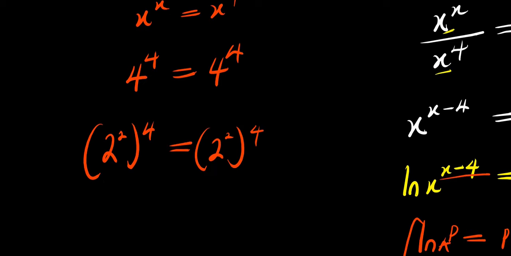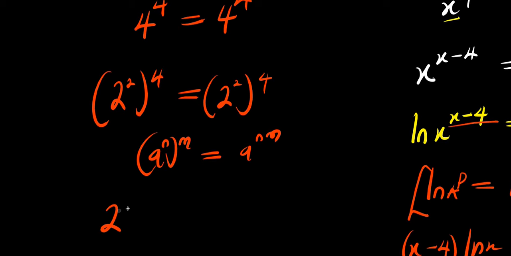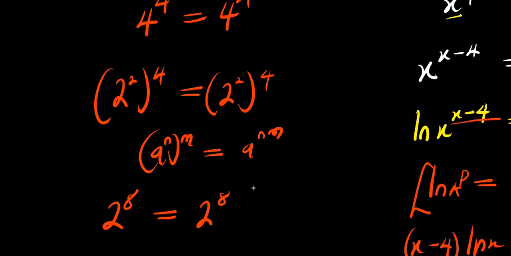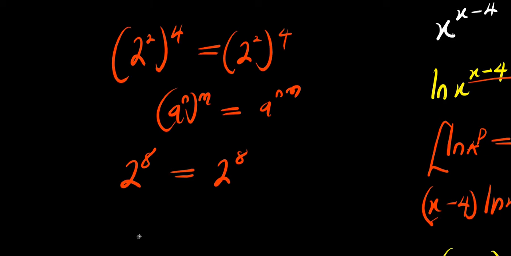So from here, remember, if you have a power m raised to the power n equals a power m times n. So this is just like writing 2 power 2 times 4, 8, and this is 2 power 8. So 2 power 8 is simply 2 times 2 times 2 times 2, up to 8 places. That is 256, because 2 power 5 is 32, 2 power 6 is 64, 2 power 7 is 128, 2 power 8 is 256, and this is 256.